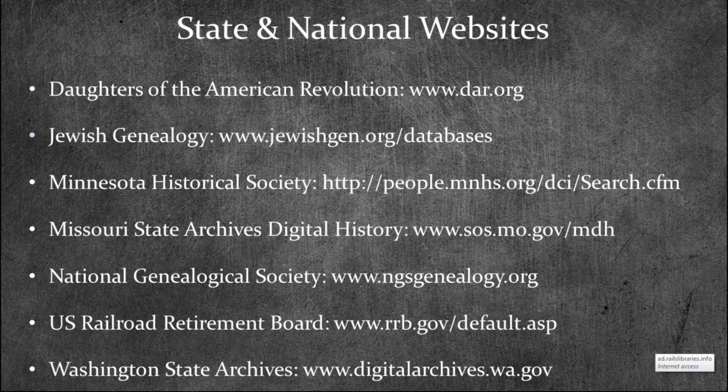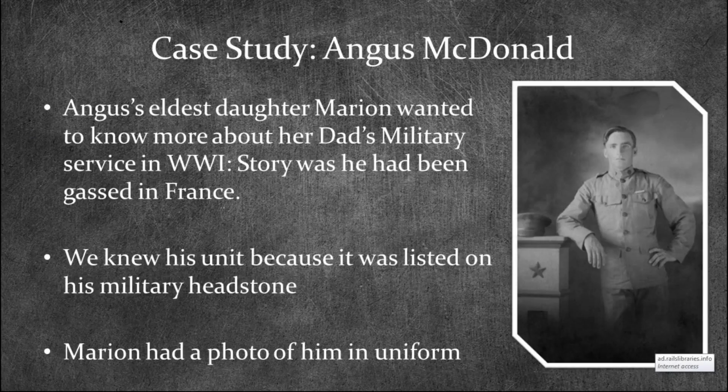Some state and national websites: Daughters of the American Revolution has a really, really good website, which I mentioned before, about finding ancestors and descendants of Revolutionary War patriots. If you missed that, you can refer to the webinar from a couple of weeks ago. And then just some really great states who get it right: Missouri State Archives, Washington State Archives. I already gave you the Illinois State Archives, Minnesota Historical Society. So there's some good resources out there.